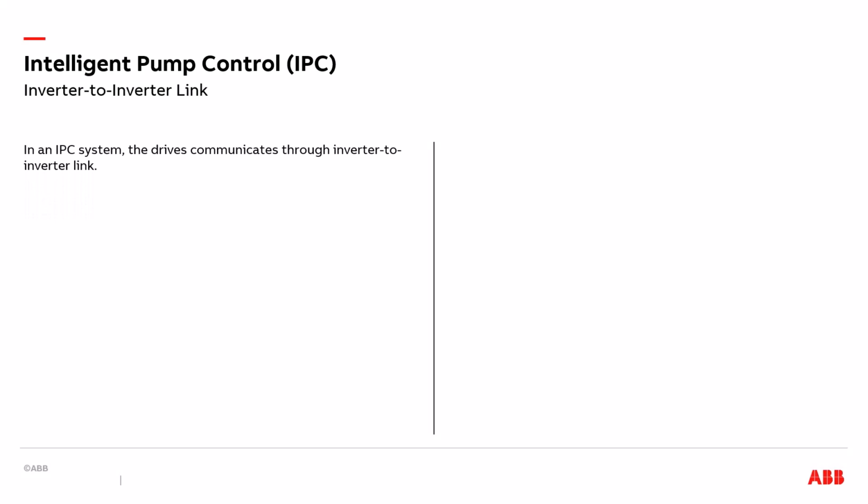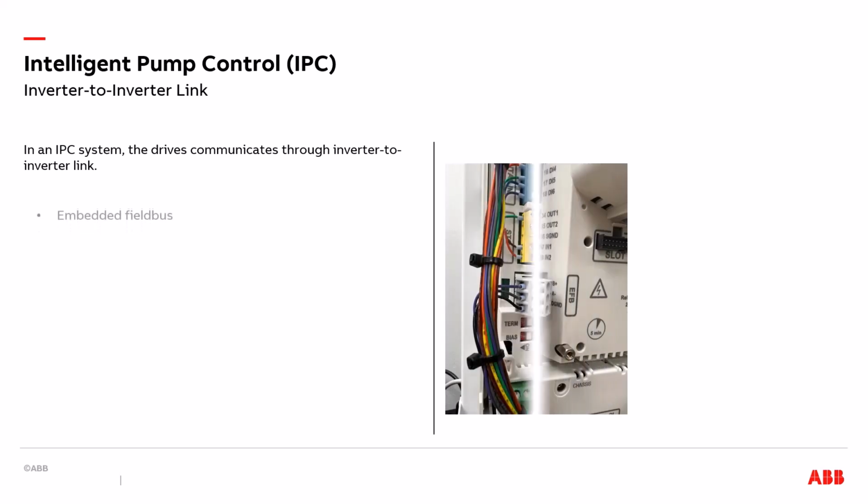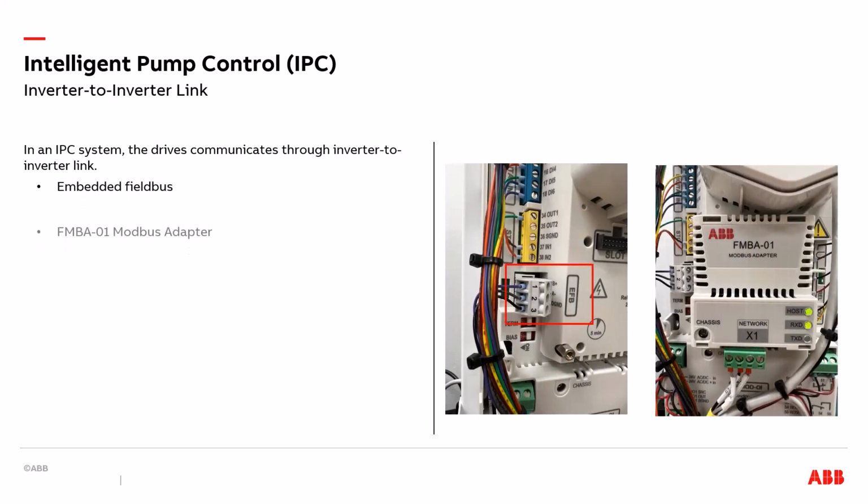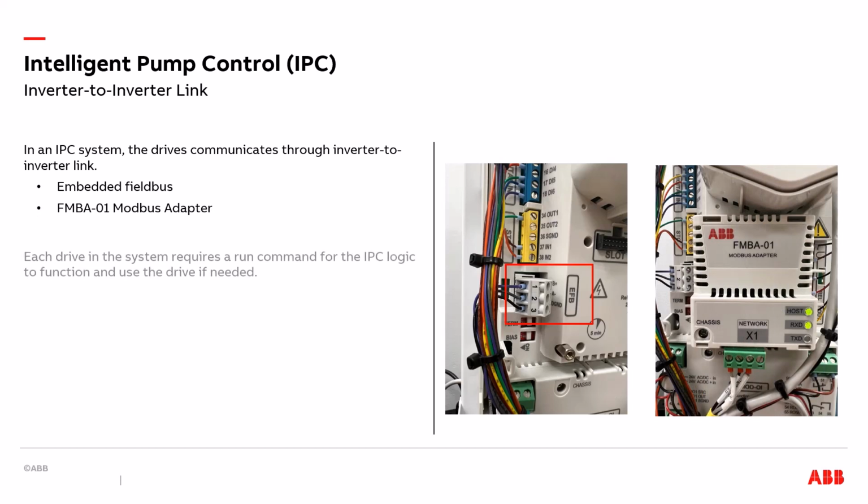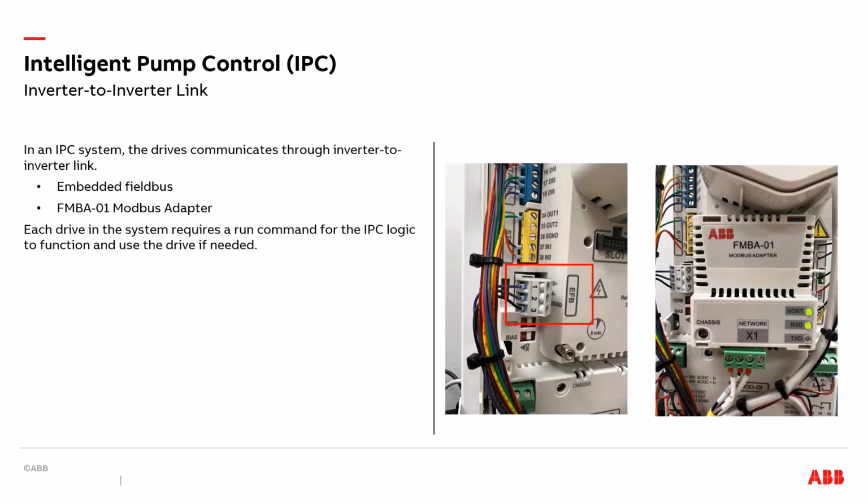In an intelligent pump control system, the drives communicate through an inverter to inverter link. This can be done through the embedded fieldbus terminal on each individual drive, or it can be done through an FMBA-01 Modbus adapter module. Each drive in the system requires a run command for the IPC logic to function and to use the drive if needed. By default, this is in auto mode.